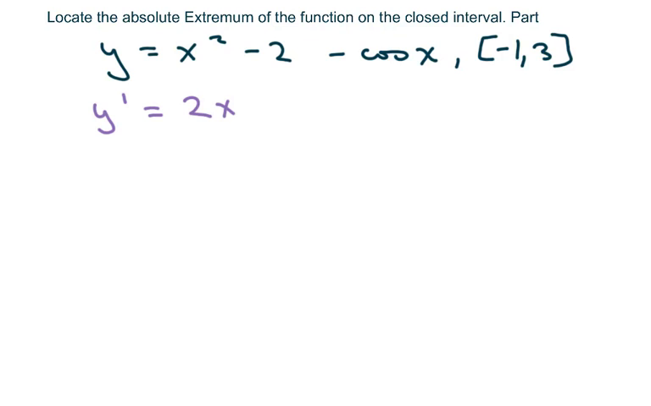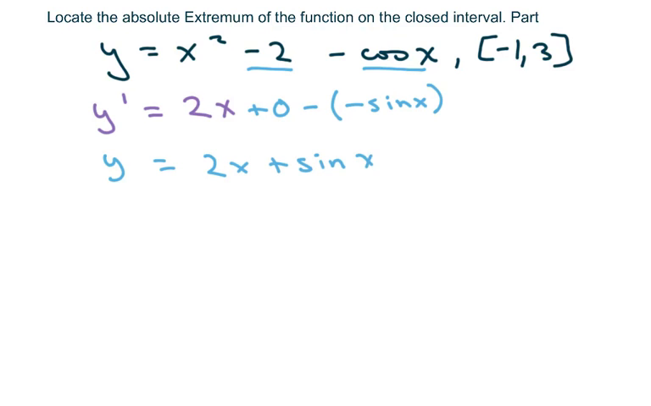Alright, and then you plug in. When you take the derivative of 2, that's 0, minus the derivative of cosine, which is negative sine. So what you're going to get is 2x plus sine of x. Now to find the critical value, you set it to 0. And the only way this can happen is if x is 0.